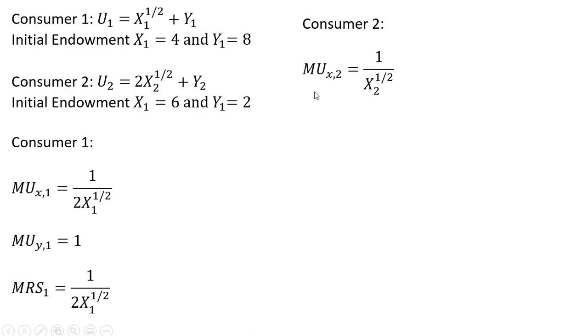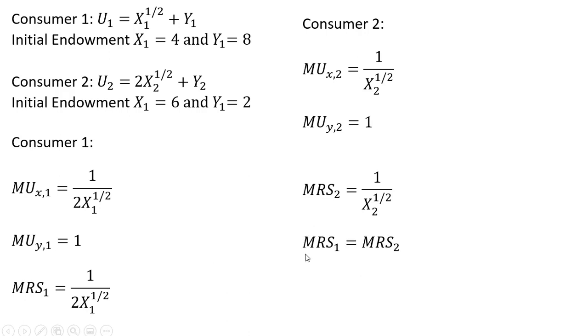For consumer 2, we take the partial derivative of the utility function with respect to good X, and we get back this result here. The 1/2 times 2 just cancels, so you're left with this. And the marginal utility of good Y, once again, is 1. Forming the marginal rate of substitution, the marginal utility of good X divided by the marginal utility of good Y, we have the following result.